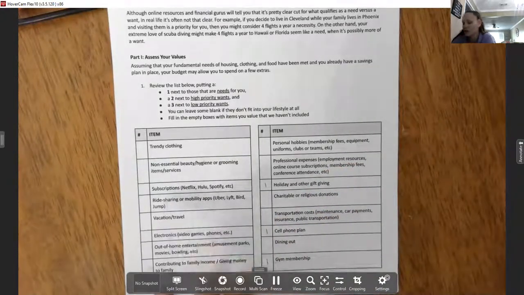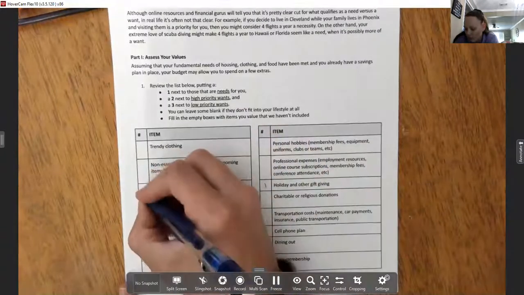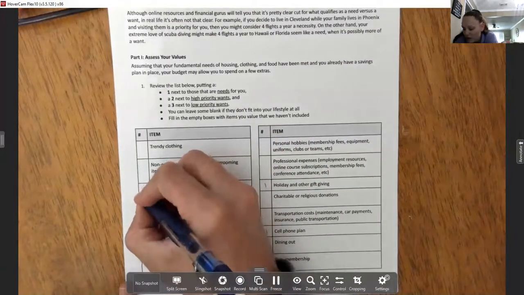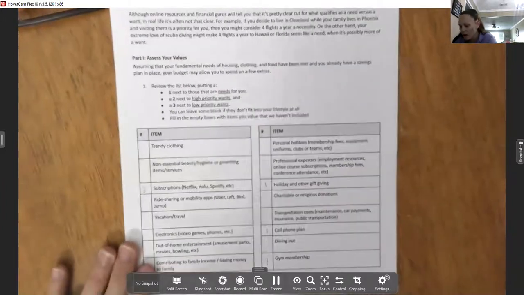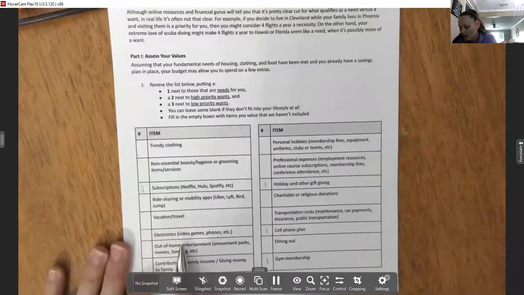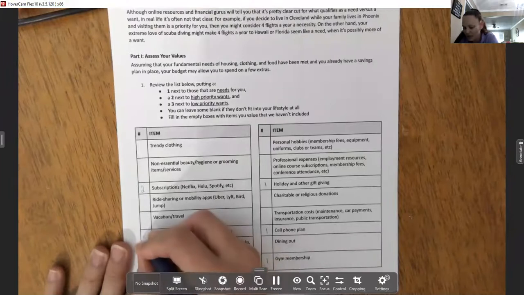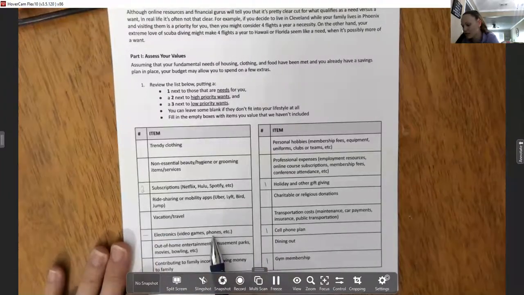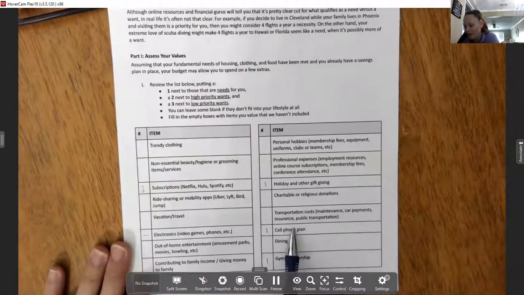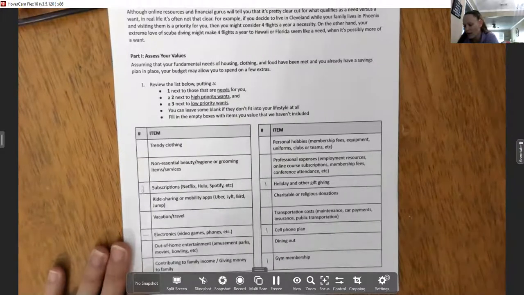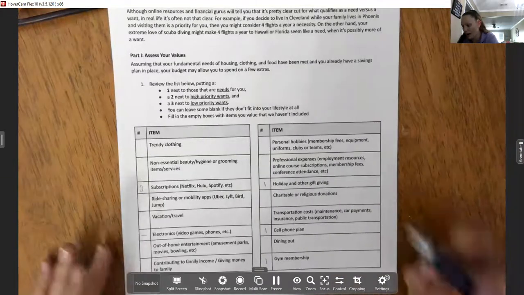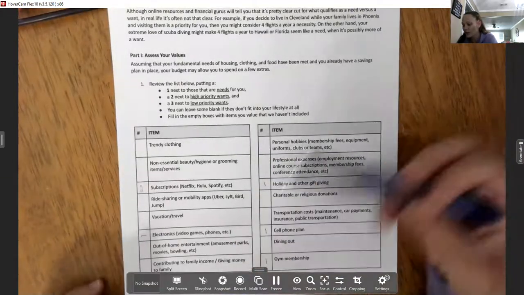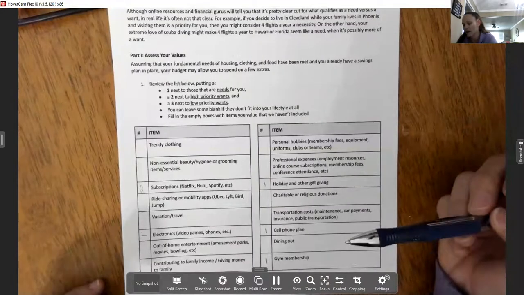Let's see, subscriptions to Netflix, Hulu. I like those. Those are a high want, but I could live without them. So like electronics, I'm going to say that doesn't really apply to me. Sure, it says phones in there, but I don't need the best phone. As long as my phone is being paid for, I can count that one out. Charitable and religious donations, that's not a big thing for me, right? So whatever it is for you, this is going to be different for everybody.